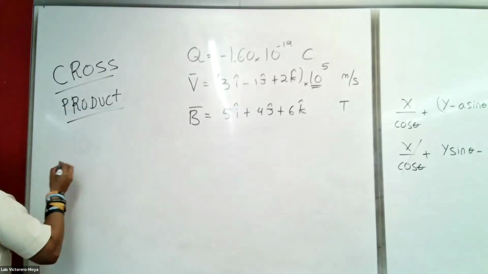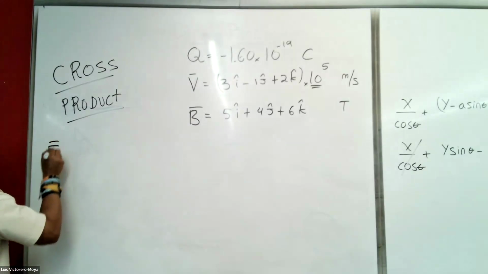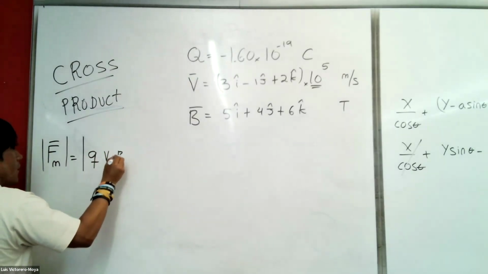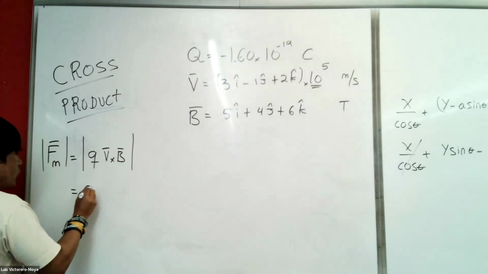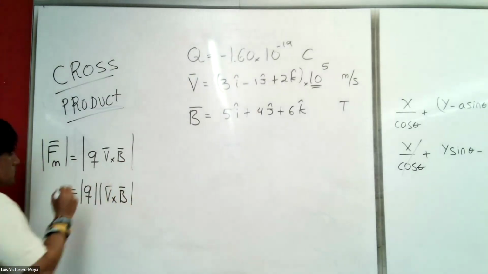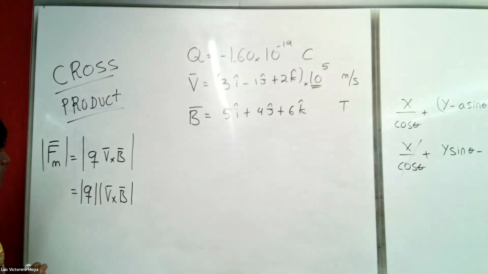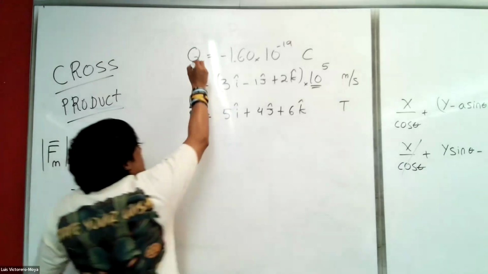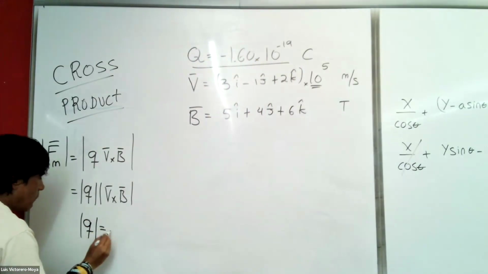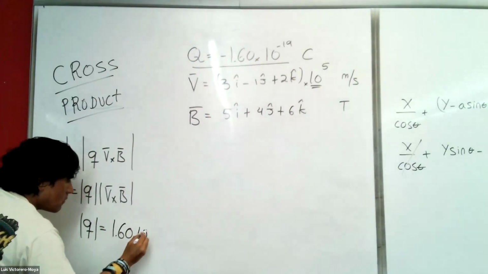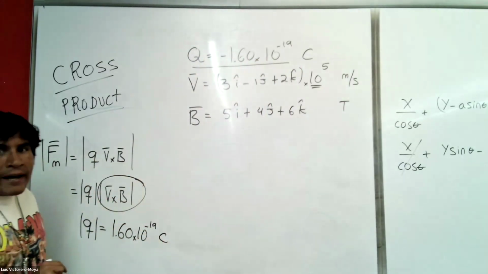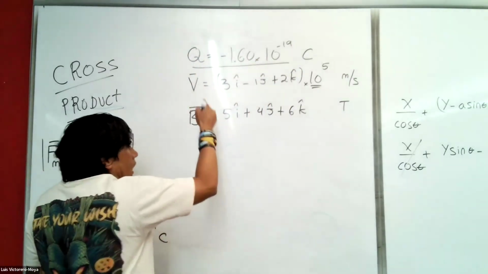So basically, the magnetic force magnitude is the magnitude of Q V cross B, which at the end of the day is the magnitude of Q times the magnitude of V cross B. The magnitude of Q is here. That will be just the positive. What about the magnitude of V cross B? You have to find V cross B. That's why you are doing that in part A. You find V cross B and you do that.